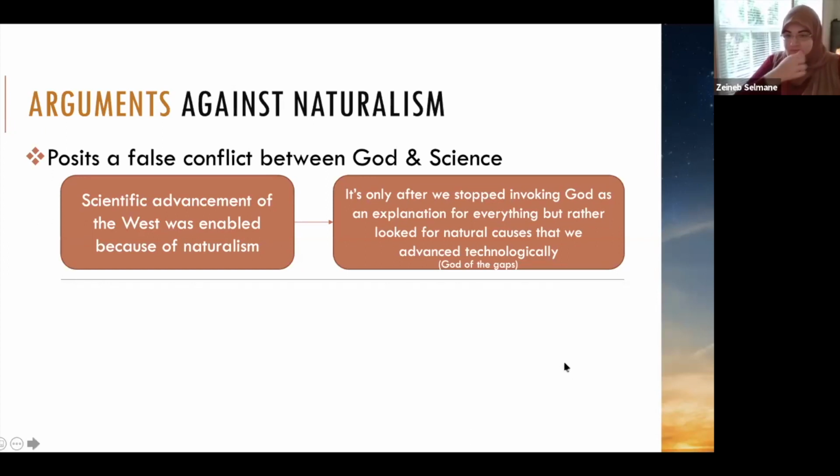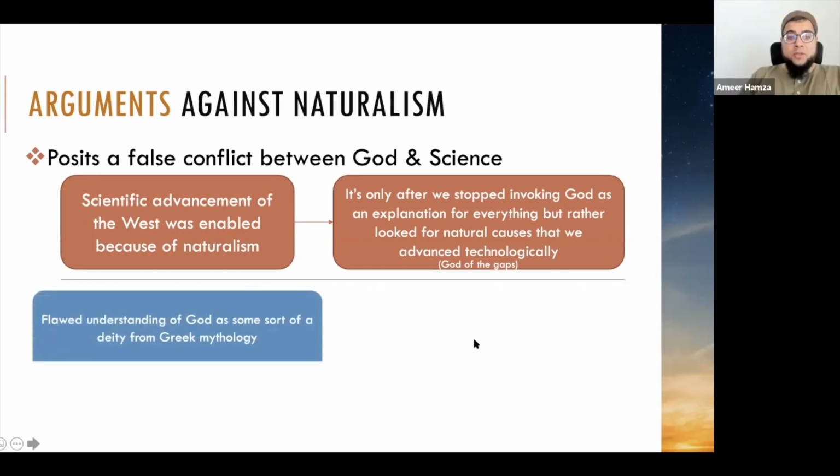You guys, here's the first thing I'm hoping you can get into your notes. First of all, they have a very flawed understanding of God as some sort of a deity from Greek mythology. Allah is not some Greek god like the god of lightning. The moment you can explain lightning, you don't need God anymore. Like some god of the sea like Poseidon. The moment you understand tides and waves, you don't need God anymore. The moment you make progress in your labs, gap in science closed, oh, we don't need God anymore.